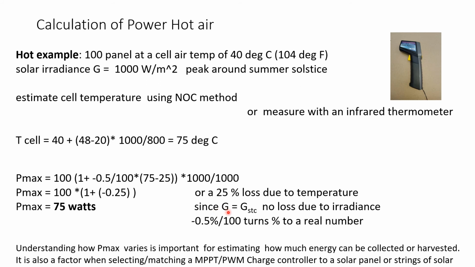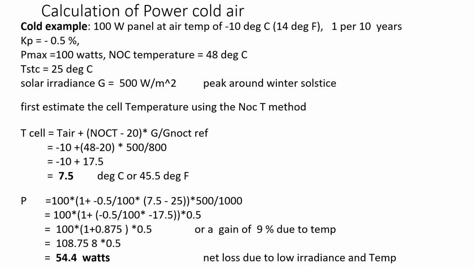Since G, the irradiance I measured by measuring the short circuit current, is equal to G, the standard test condition of 1,000 watts per meter squared. The percent sign divided by 100, that just takes a percent number and turns it into a real number you can put into a spreadsheet or calculator. Understanding how the panel works will aid you in understanding how much power you can actually harvest.